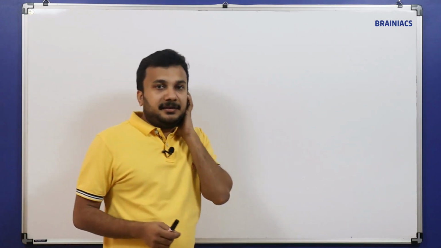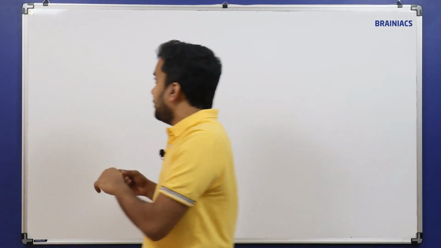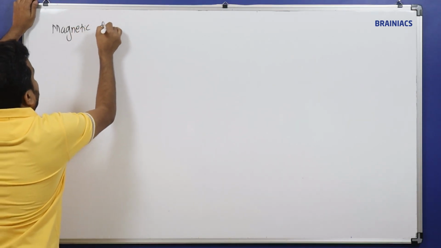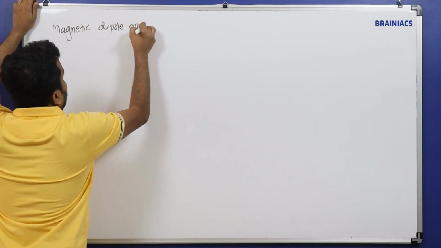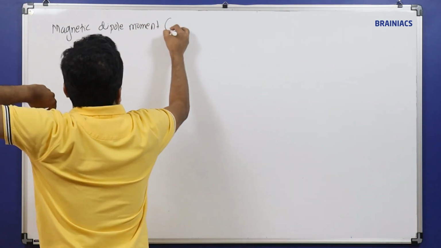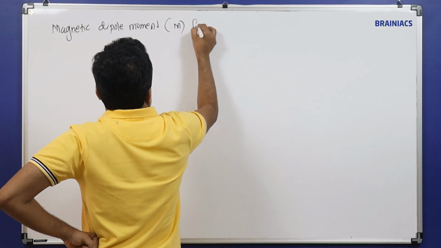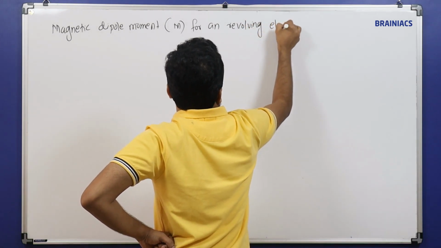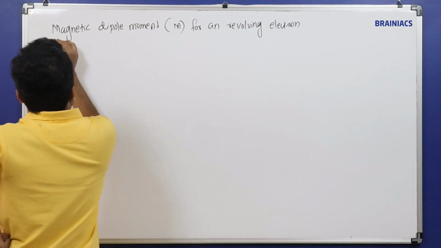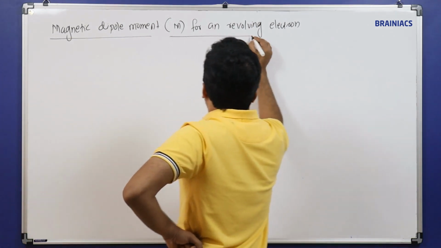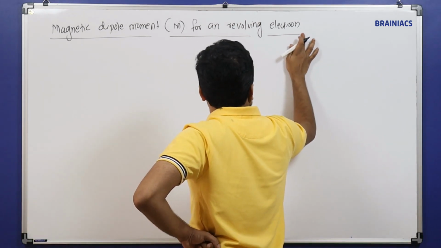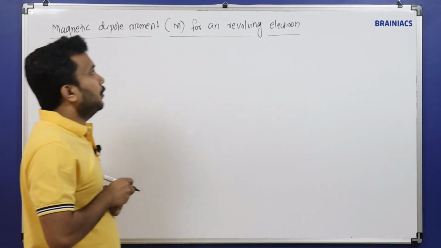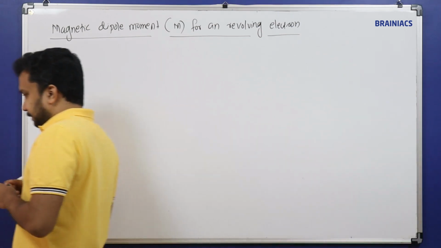So the next topic is the magnetic dipole moment of a revolving electron. Write down the heading: magnetic dipole moment, which means magnetic moment, nothing but our capital M, for a revolving electron. So we have electrons which can revolve and we are finding the magnetic dipole moment for revolving electrons.